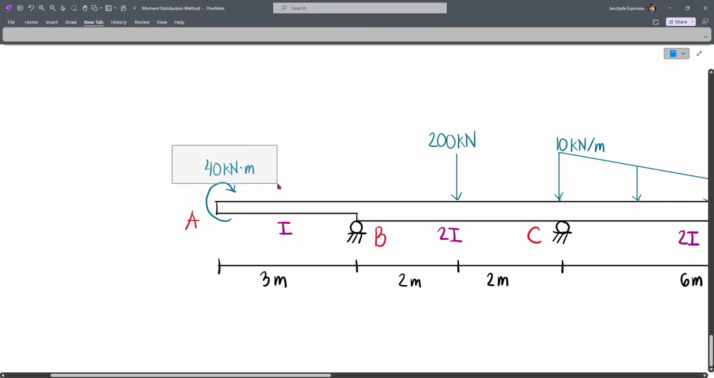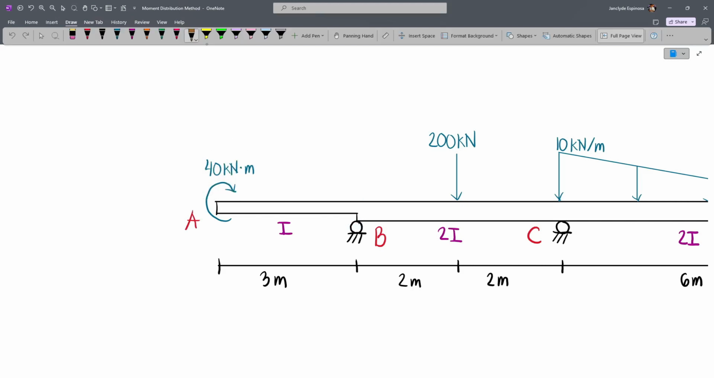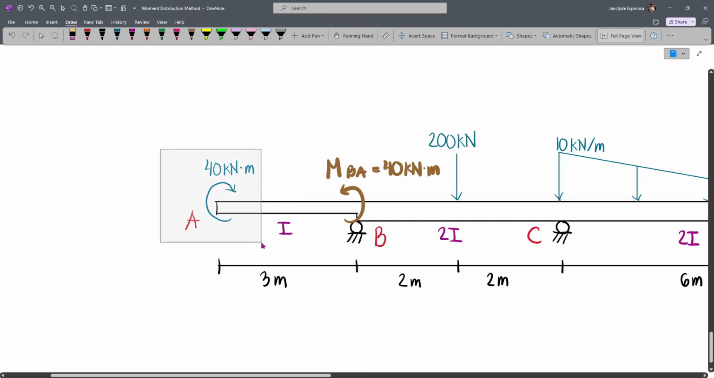And so this is 40 kNm clockwise. That means at point B, we'll have a reactive moment, and then we'll label this as MBA. Now our MBA will be 40 kNm to maintain equilibrium. So this is 40 kNm. And so if we are able to transmit this moment, we already know the value of the moment here.